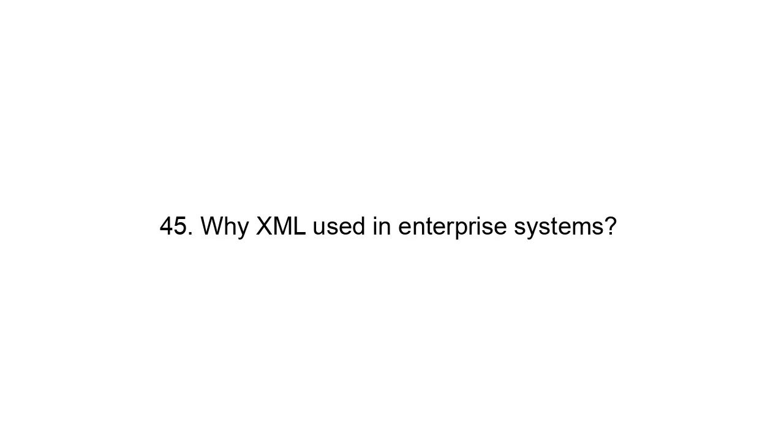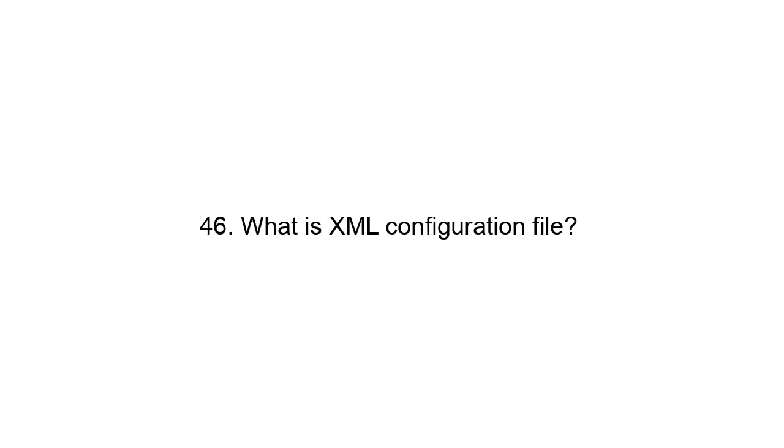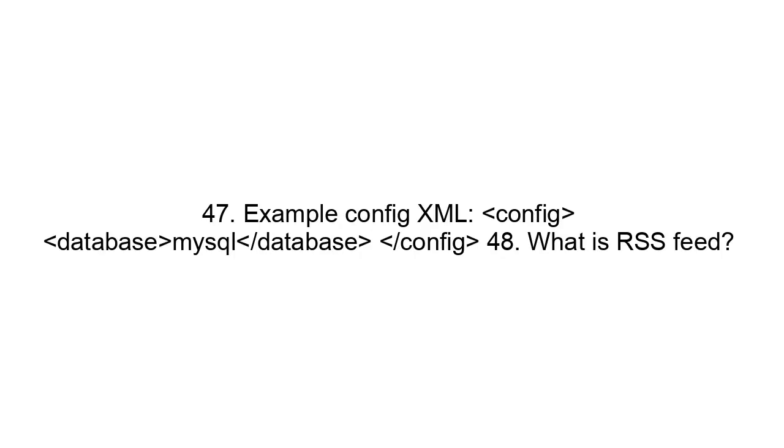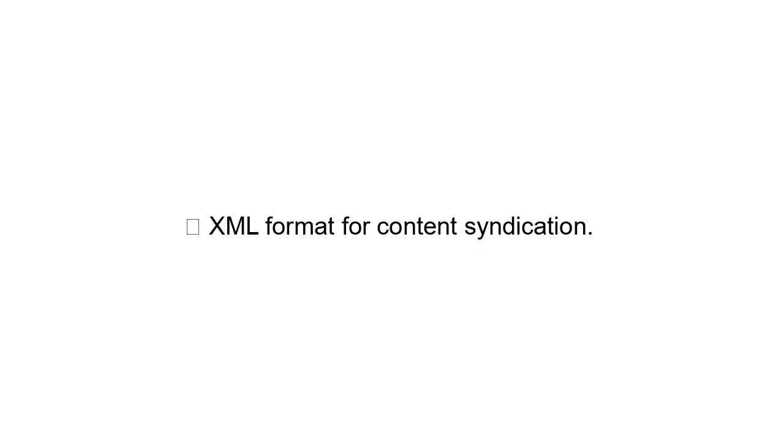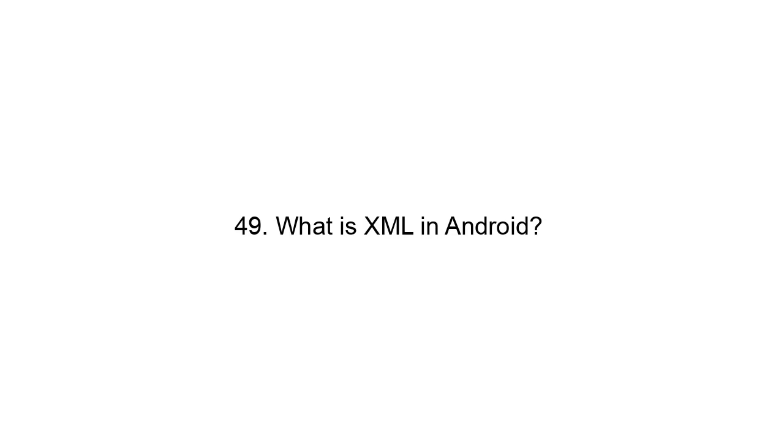45. Why XML used in enterprise systems? Strict structure. Validation support. Compatibility. 46. What is XML configuration file? File storing app settings. 47. Example config XML. <config><database>MySQL</database></config>. 48. What is RSS feed? XML format for content syndication. 49. What is XML in Android? UI layouts defined using XML.